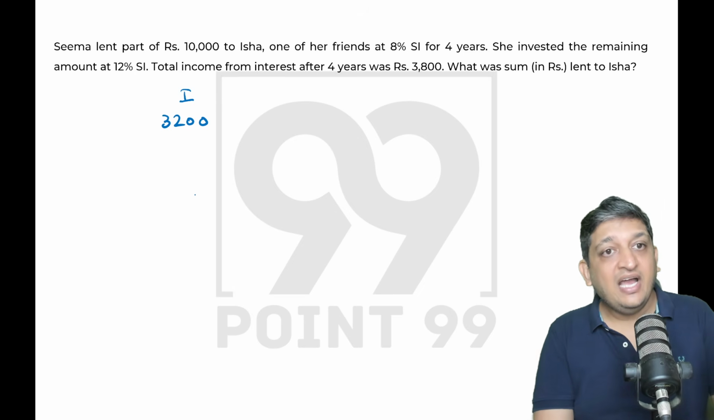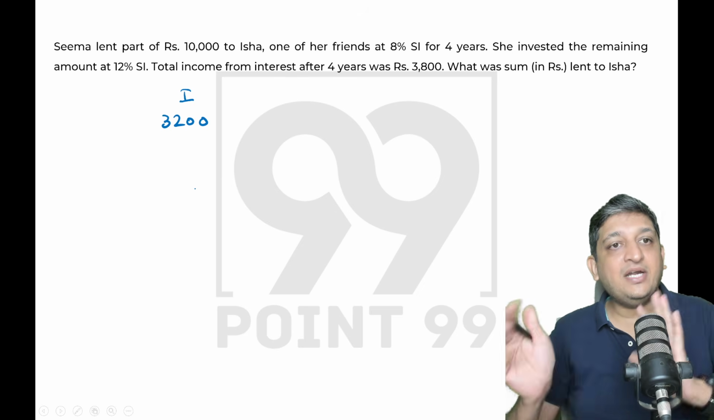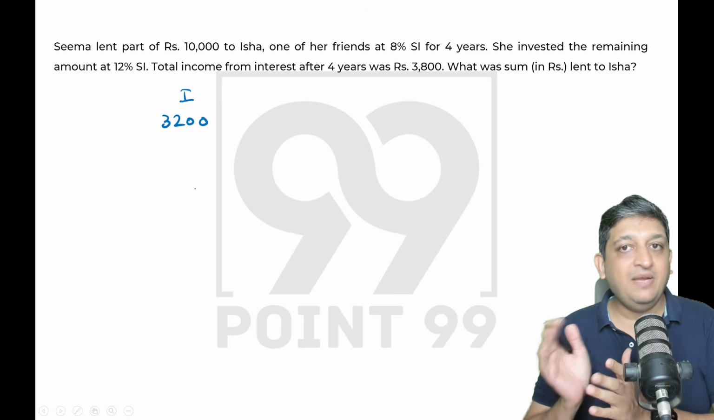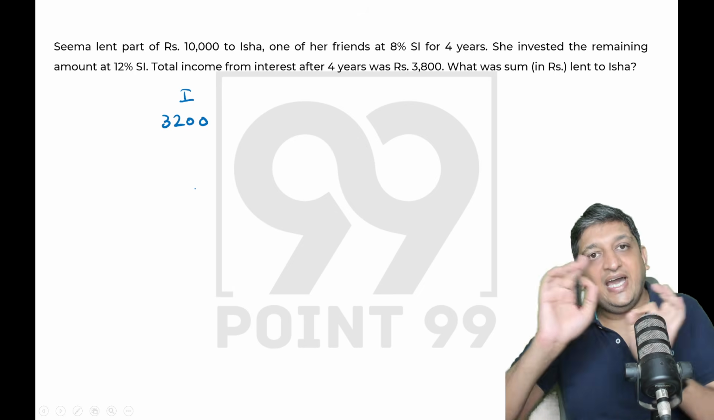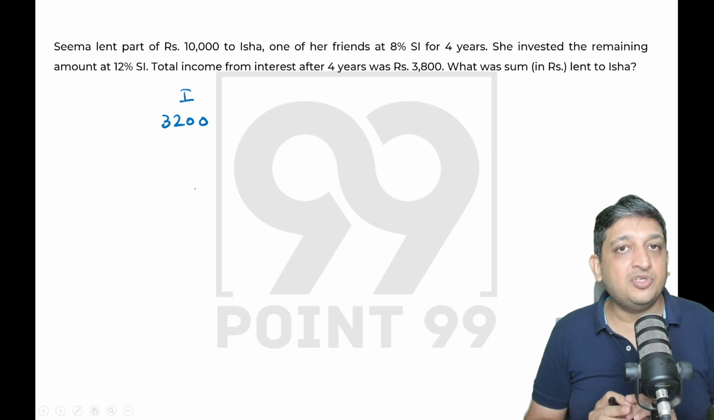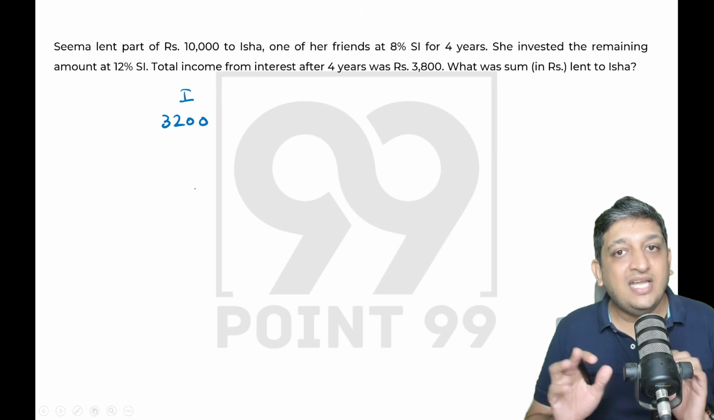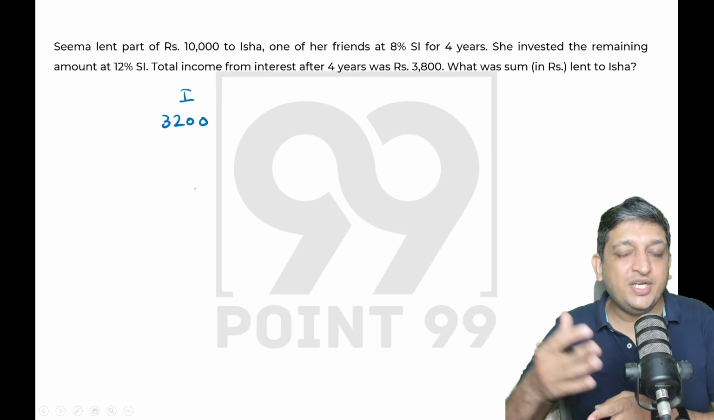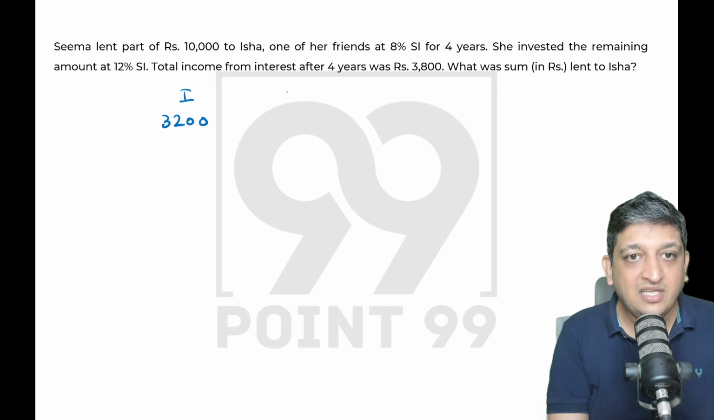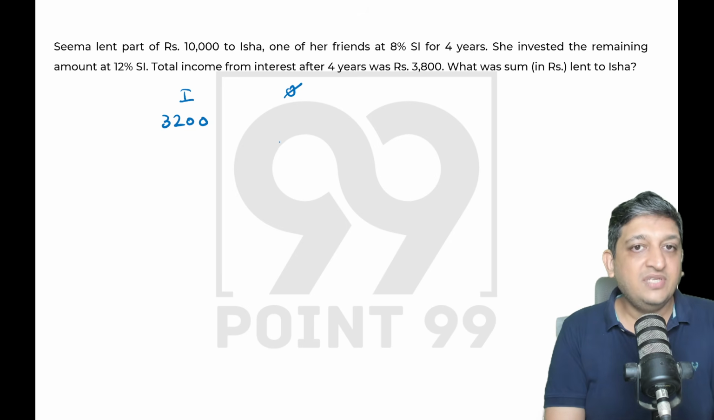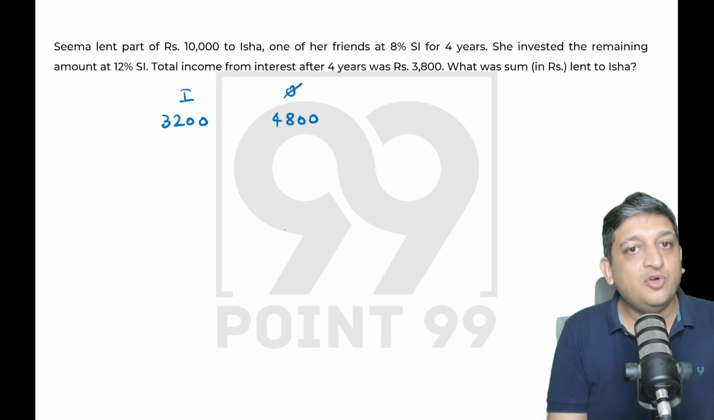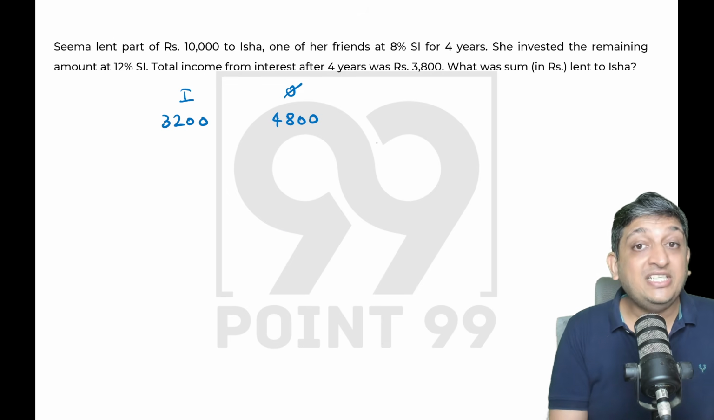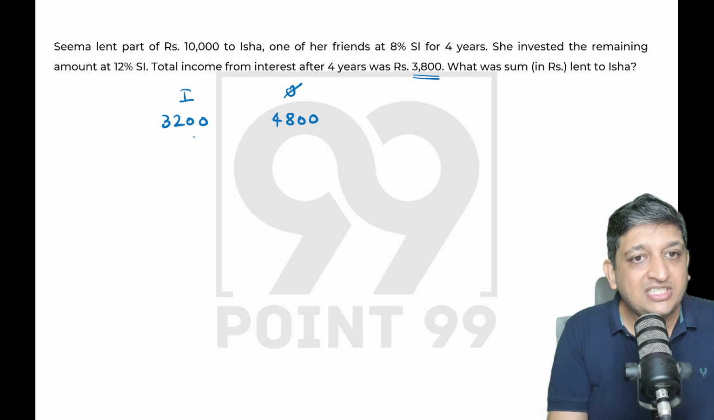But if she had given the remaining part of the amount at 12% SI, then what does it mean? If she had invested the entirety of 10,000 rupees at 12%, then in 4 years she would have got 12 into 4, that is 48% return. So the other part would have given her 48% of 10,000 or 4,800 rupees. But what is she getting? After 4 years, she is getting 3,800, which is somewhere in the middle.